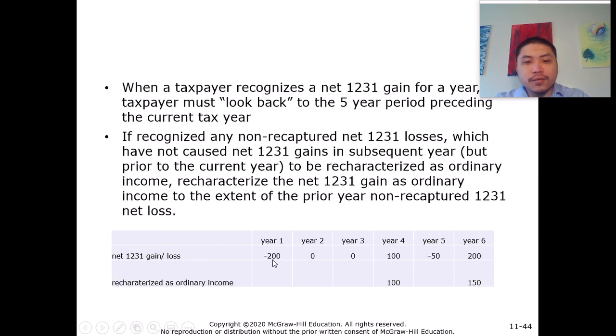So we know in year 1, after we look back, there's a net loss of $200. In year 2 and year 3 there's nothing, so they didn't dispose, or the net just resulted in a zero. In year 4 there's a net gain, right? And then year 5 there's a net loss of $50, and then in year 6, which is the current year, there's a net gain of $200, right?